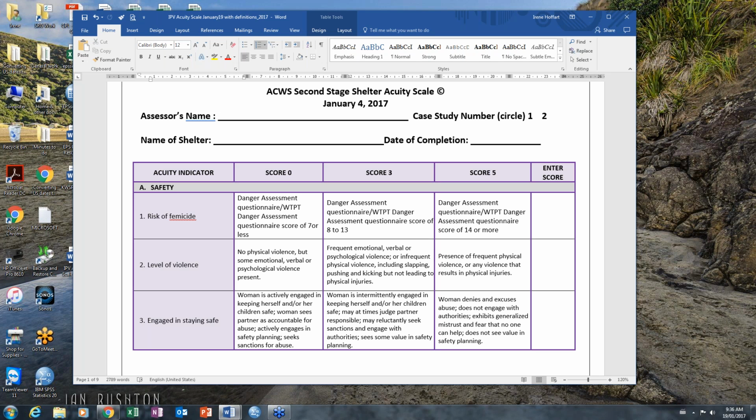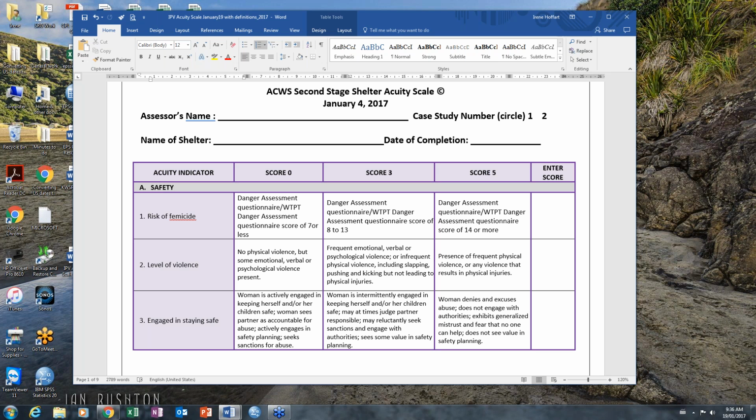You will just write in your name. You will circle the case study number. There will be 2 case studies, so when you do case study 1, you'll circle 1. When you do case study 2, you'll circle 2. Put the name of your shelter and the date when you completed the Acuity scale.